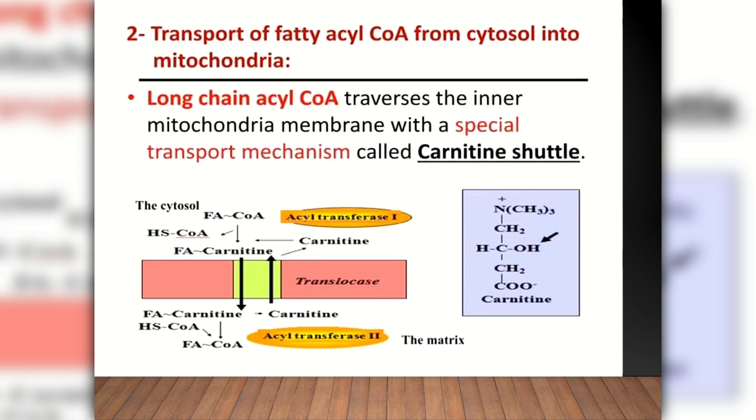The second step is the transport of fatty acyl-CoA from cytosol into mitochondria. A long chain acyl-CoA traverses the inner mitochondrial membrane with a special transport mechanism called the carnitine shuttle.